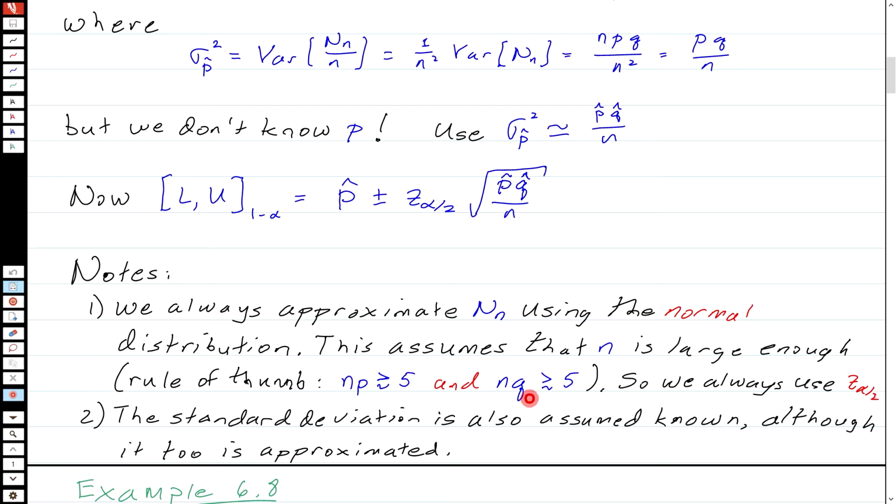We'll see an example later on where we can run into trouble. But usually this doesn't happen if n times p is greater than about 5 and n times q is greater than about 5.